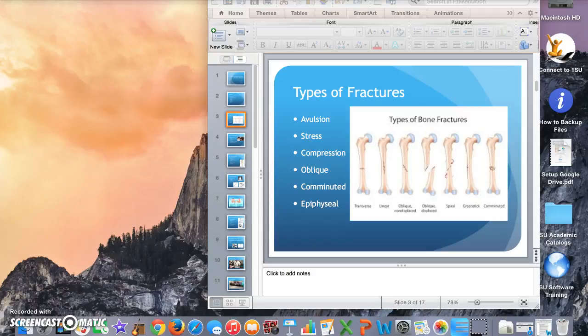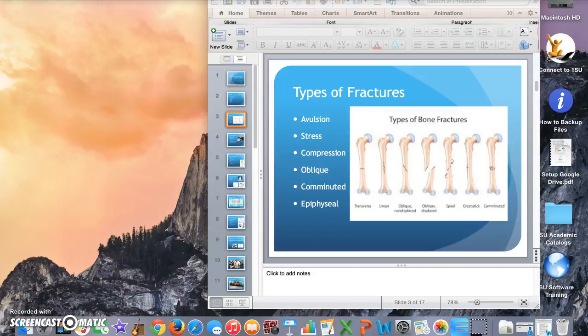A stress fracture is an overuse injury caused by stress placed on a bone. The key marker is constant pain in a particular spot. A common example is shin splints. A compression fracture is when two forces converge in a bone in opposite directions, which leads to a fracture.